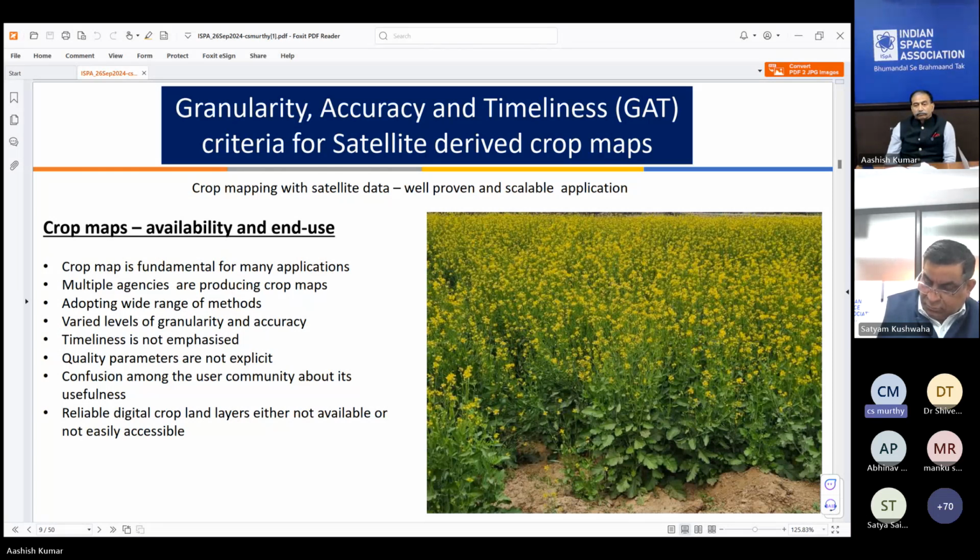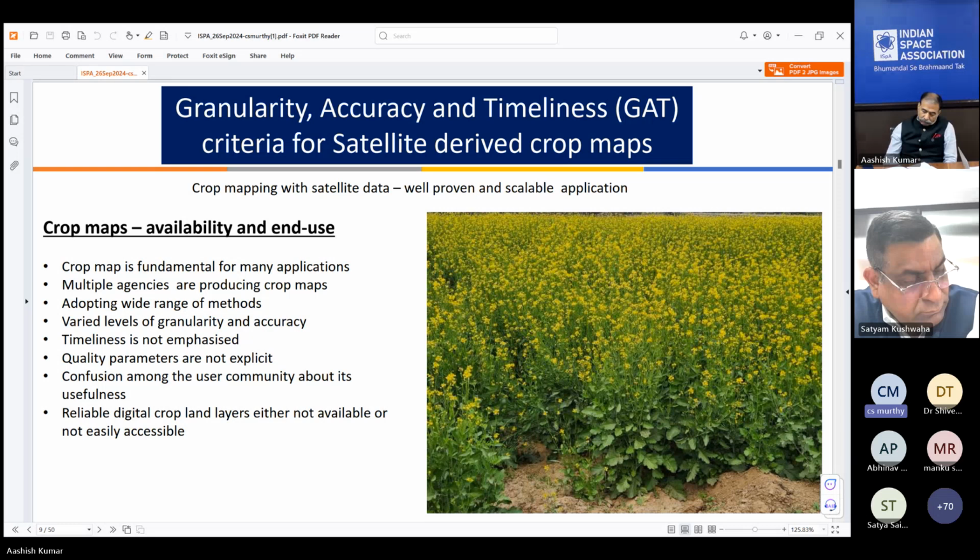So timeliness is a very, very important factor. So what I say is that although many agencies are giving these crop maps as a deliverable from their efforts in remote sensing, many agencies have failed to mention these GAT criteria. So somebody is producing the crop map at 5 meter data, somebody at 30 meter, 10 meter, and then 250 meter. And everybody is saying the crop map is 90% accurate. It's not possible. I think this is the point of confusion among the decision makers. This is the point that needs to be resolved.